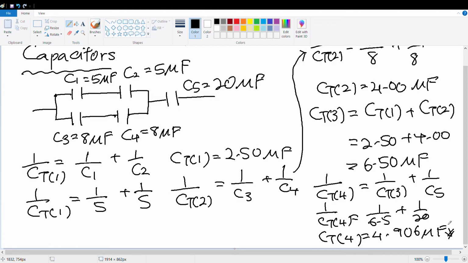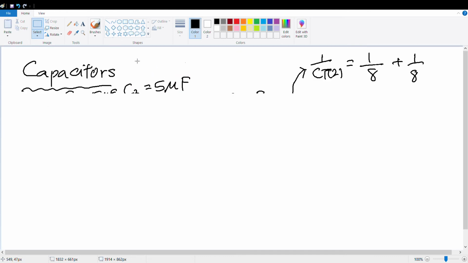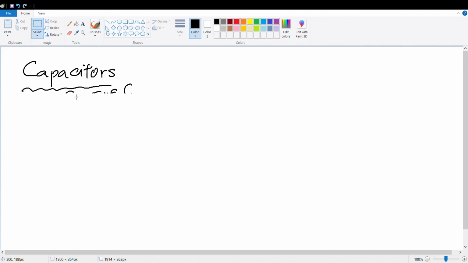Okay, so let's move on to the second example for the calculation of the total capacitance in a circuit. Let me just erase this one. The next example is quite, should I say, quite complicated. So, okay, let me just draw it down.